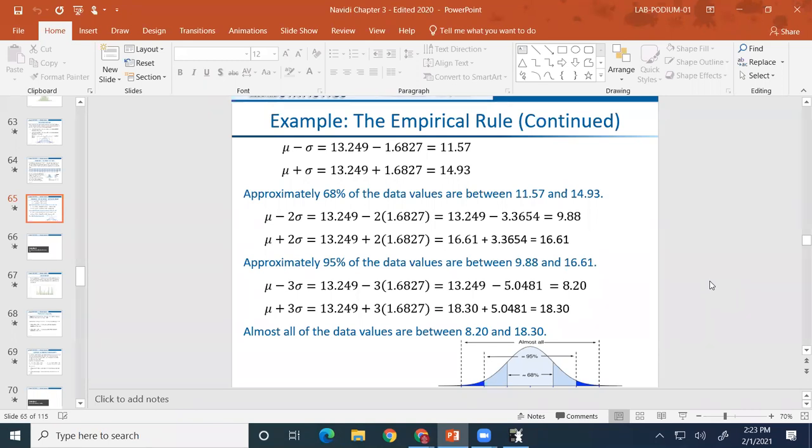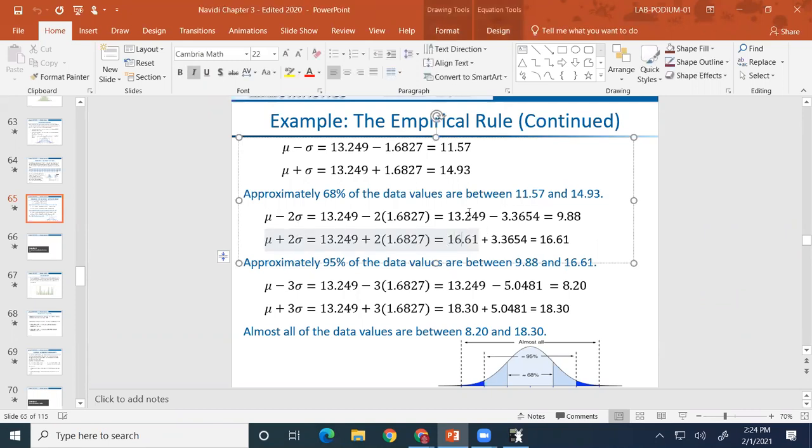Hold on a second. That's supposed to be 13. That's supposed to be 13. There we go.